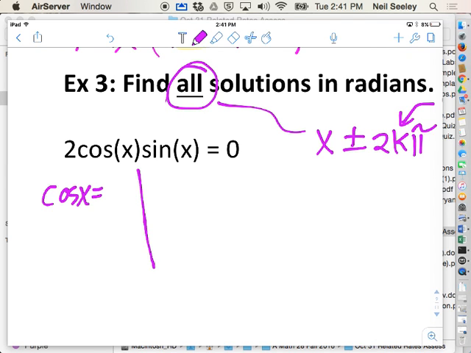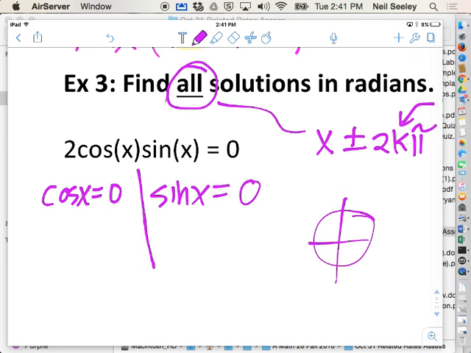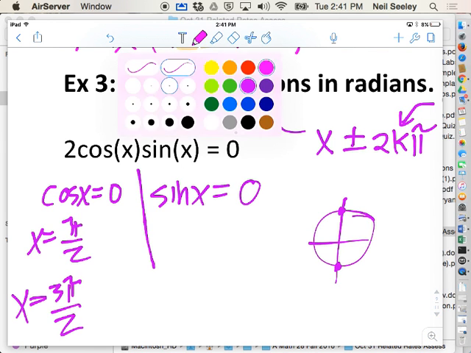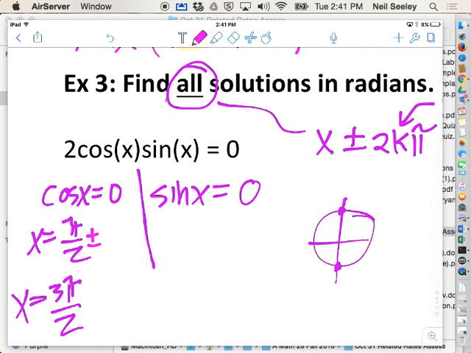Factors mean they're multiplied together, and these are definitely multiplied. Set each factor equal to 0. Hey, we've done this before. Go to the unit circle. Hey, when's cosine equal to 0? Oh, pi over 2 and 3 pi over 2. So that's the idea. The only thing is you add to it plus or minus 2k pi.